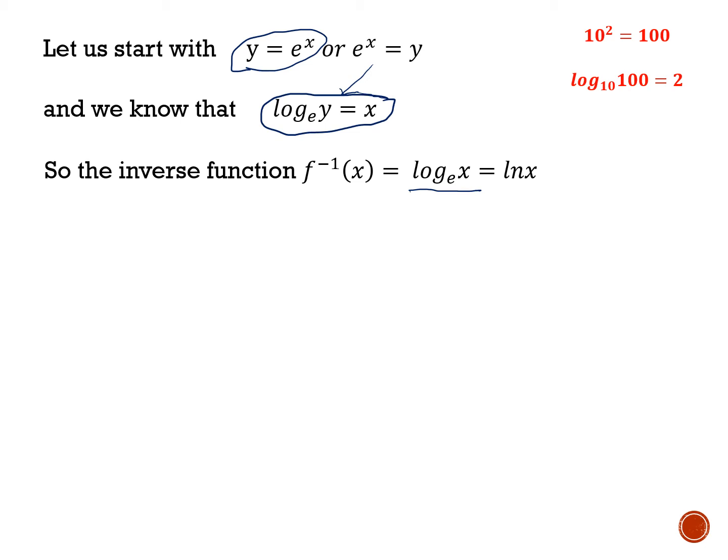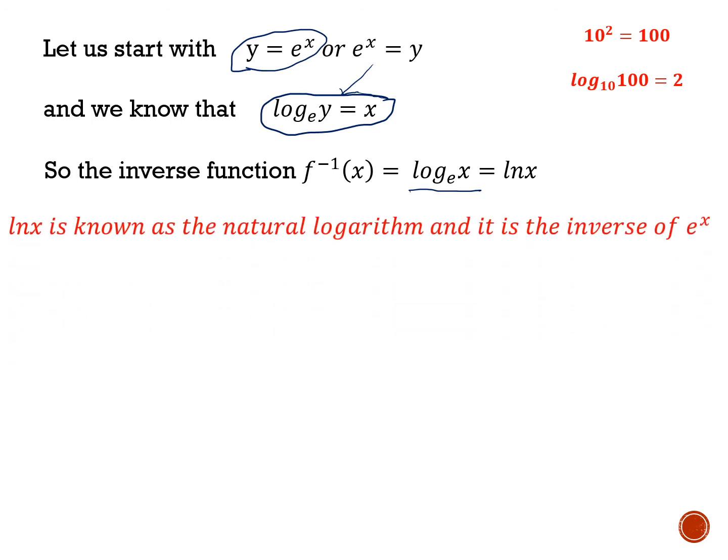But because this occurs in nature so much, this log to the base e, we give it its own special notation, ln x. And make sure you say it properly, it's ln of x. So ln of x is known as the natural logarithm, and it's the inverse of e to the x. So if we have something involving e to the x, and I want to get back to what the original value is, then we use ln.